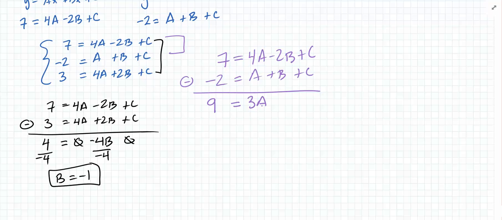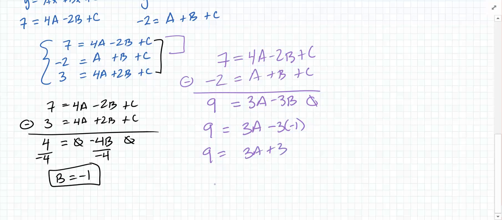But how much is b worth? B is worth negative 1. So now I have 9 is equal to 3a minus 3 times negative 1, plus 3. So that means that 9 is equal to 3a plus 3. So that means that 6 is equal to 3a. That means that a is equal to 2, which is exactly what we thought it was over here as well.